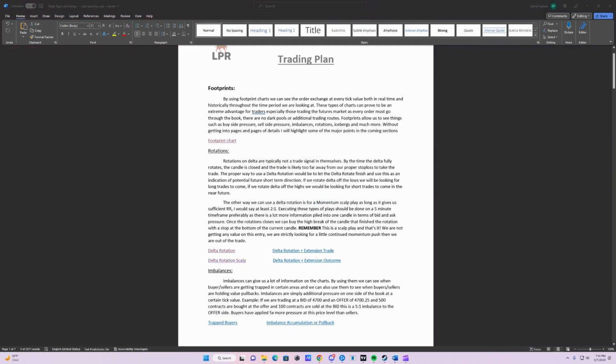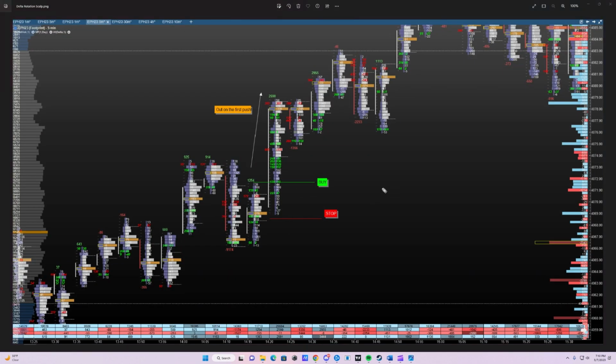This is not a trade that I take a lot, but when it does present itself, I'm in. All right, so once we see the rotation happen, which is right here on these 2 candles, I like to buy the high break of this candle with my stop below the low of the candle that broke the high, okay? And we're simply out of the trade on the first push.